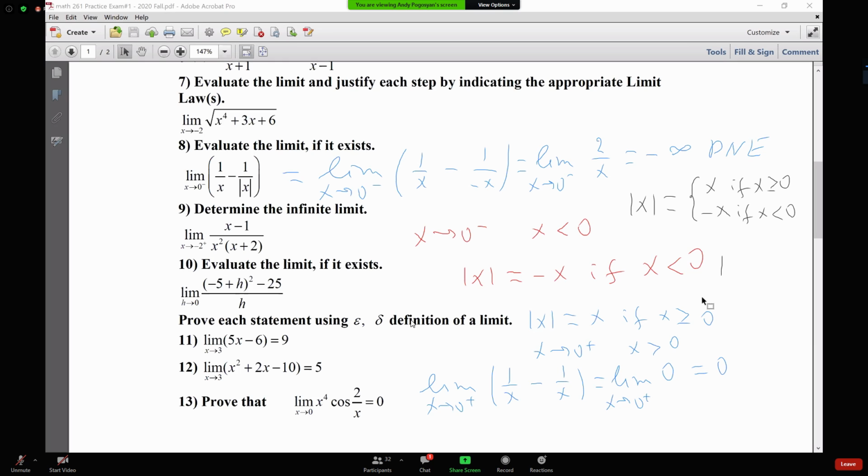So the absolute value of negative 5 is 5. If I know for sure x is negative, I can put a minus in front of it and it becomes positive. And if x goes to 0 from the left, it's negative, right? Yes. That's what we meant by writing negative x instead of absolute value of x.